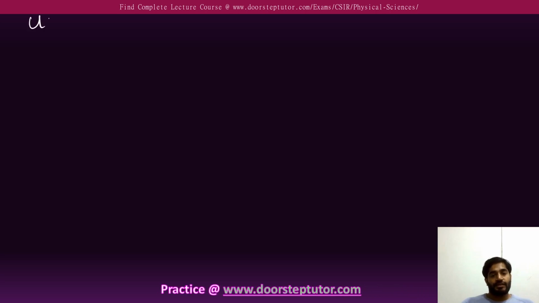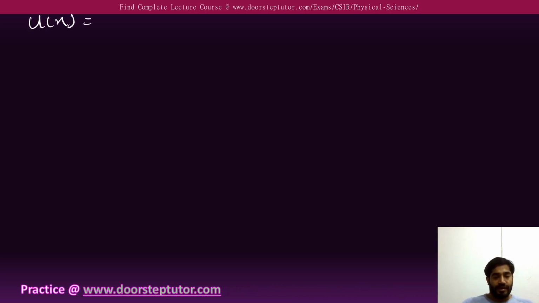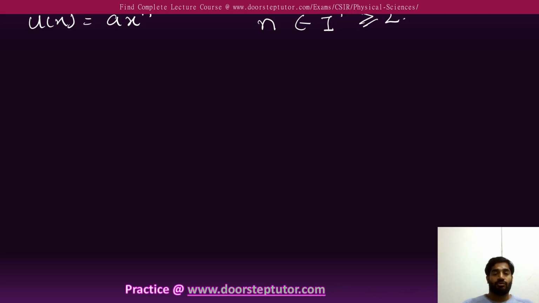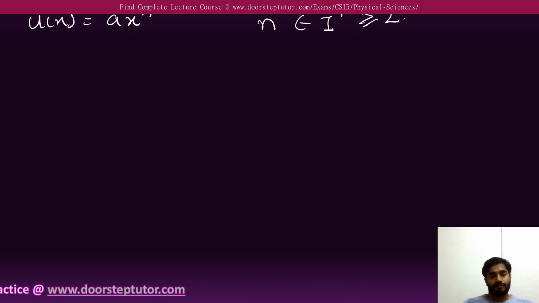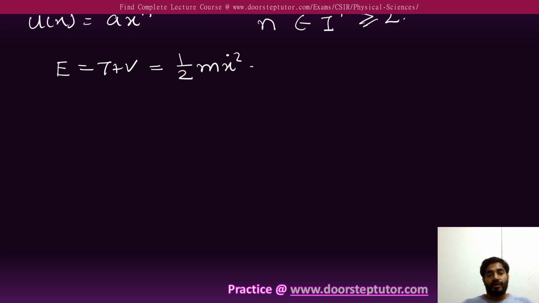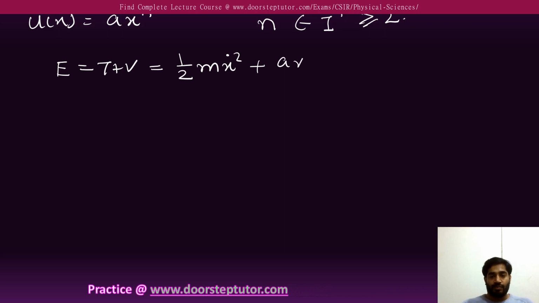So if the potential energy is a function of x of n power, let it be a x to the power n. And what is n? n belongs to the integers, positive, or any number, maybe integer or fraction, but it must be greater than or equal to 2. Now what is the total energy? Total energy is kinetic energy plus potential energy. What is kinetic energy for any particle? This is half m x dot squared. And the potential energy we have is a x to the power n.